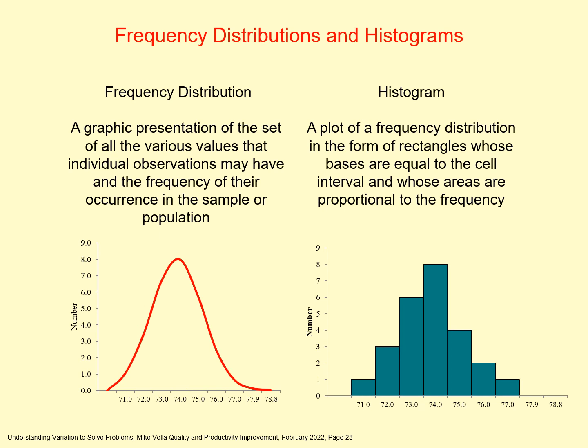So just at a quick glance, you can see that the average of that frequency distribution is at about 74. And the range, or the difference between the largest value in the frequency distribution and the smallest, is the difference between about 80 and maybe about 70. Now, a histogram is a plot of a frequency distribution in the form of rectangles whose bases are equal to the cell interval and whose areas are proportional to the frequency. So the larger the bar, the more the frequency.